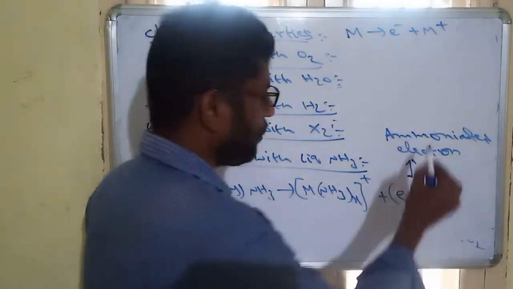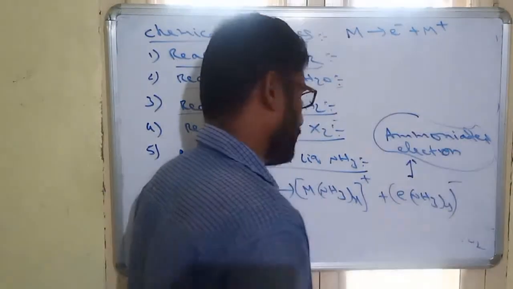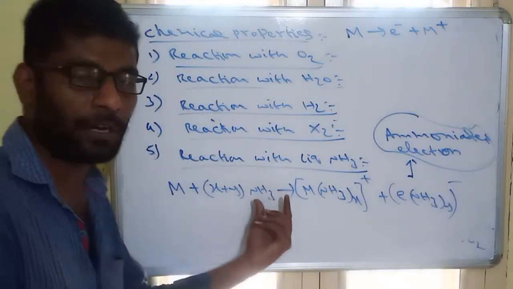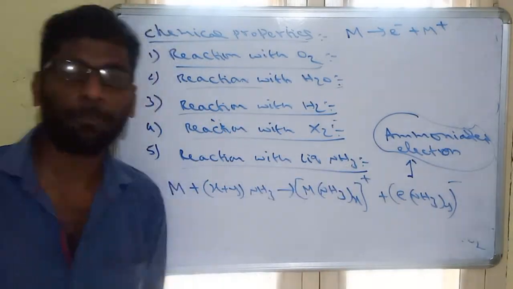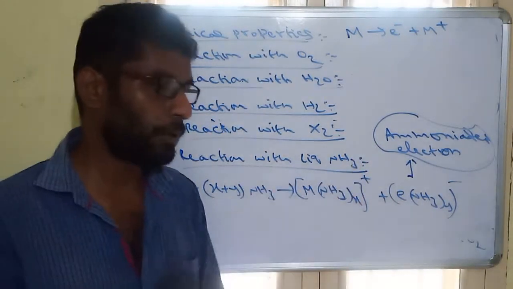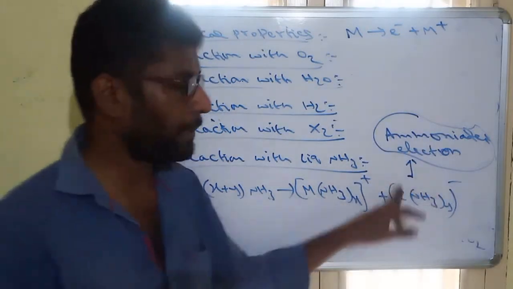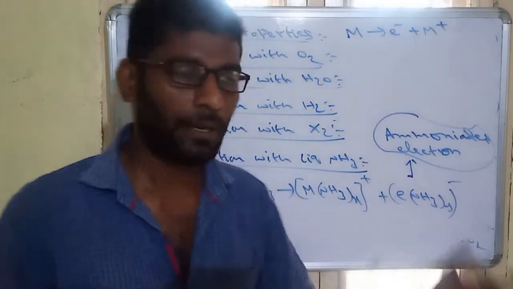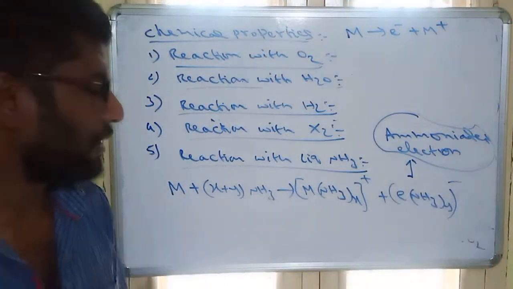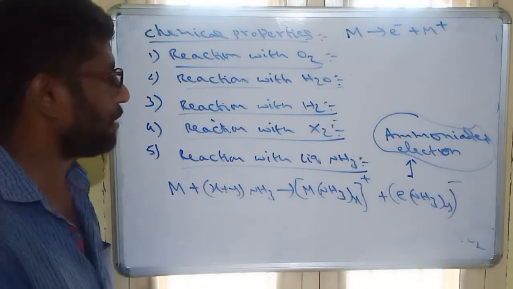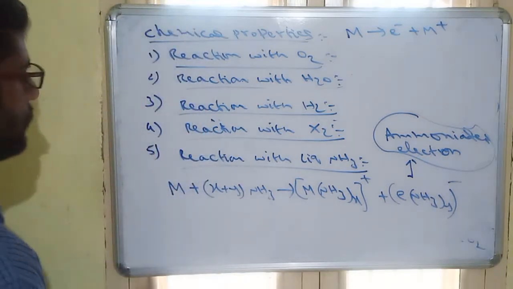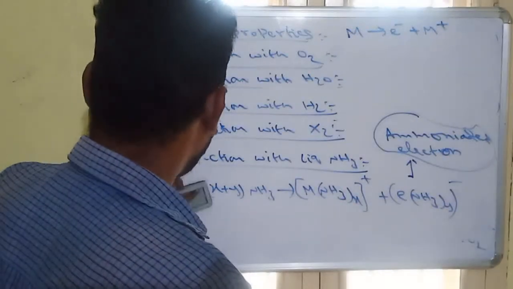Due to this ammoniated electron, the solution of liquid ammonia and metal will be a deep blue color. The color is due to the ammoniated electron. Because of this unpaired electron, it shows color and is paramagnetic in nature. That is the reaction with ammonia. So all these are the chemical properties.